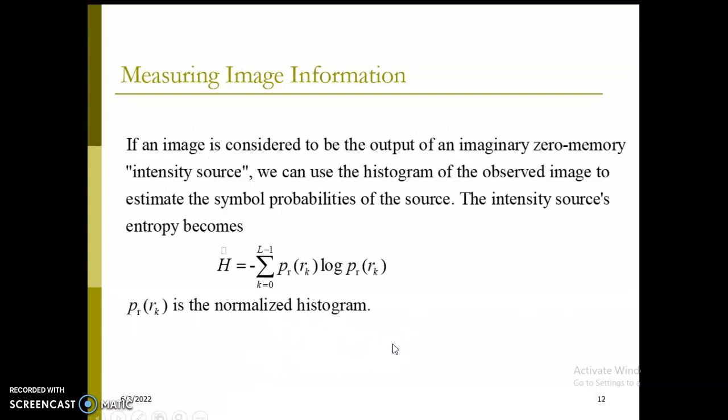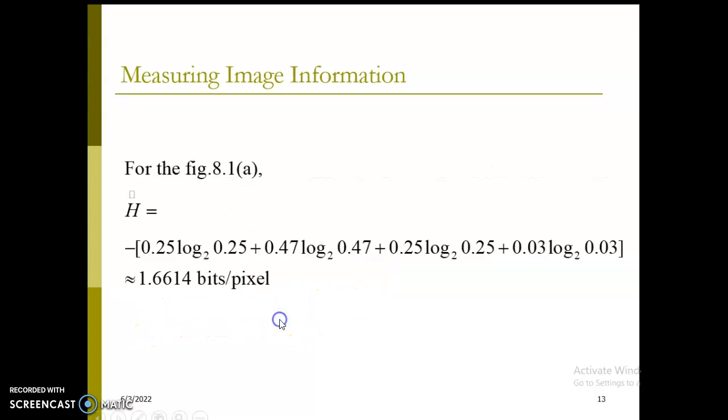Measuring image information. If an image is considered to be the output of an imaginary zero memory intensity source, we can use the histogram of the observed image to estimate the symbol probabilities of the source. The intensity source's entropy becomes H equal to minus summation over k equal to 0 to L minus 1 p_r of r_k log p_r of r_k. p_r of r_k is the normalized histogram.